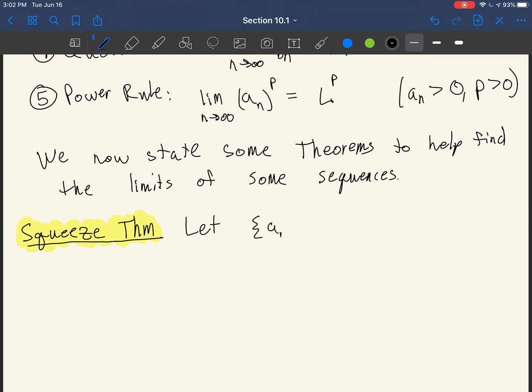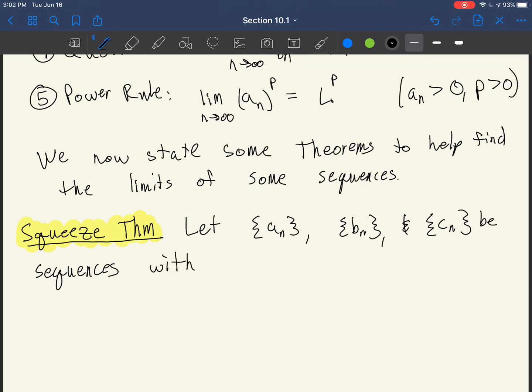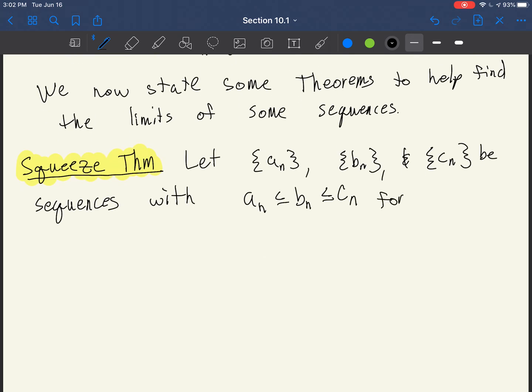Okay, so let the sequence a_n and the sequence b_n and the sequence c_n be sequences satisfying a_n is less than or equal to b_n is less than or equal to c_n for each little n bigger than or equal to capital N for some positive integer capital N.